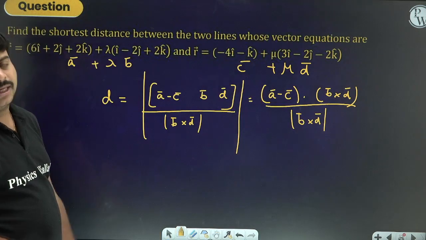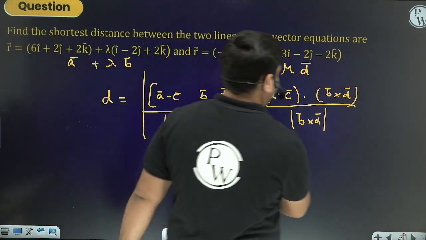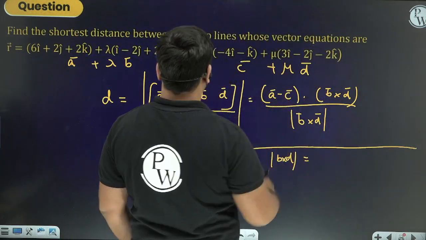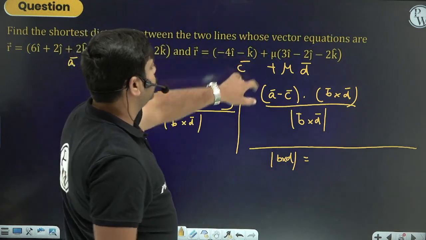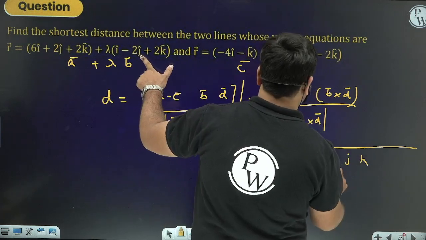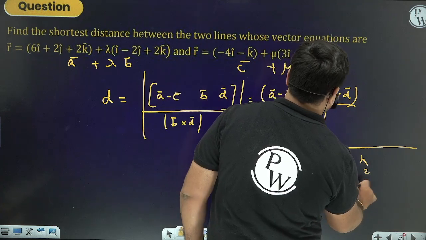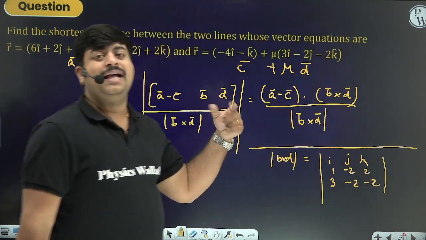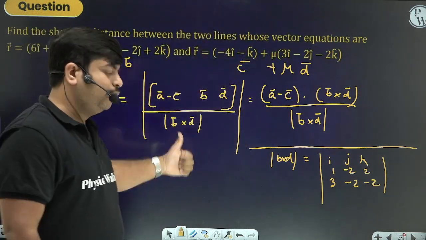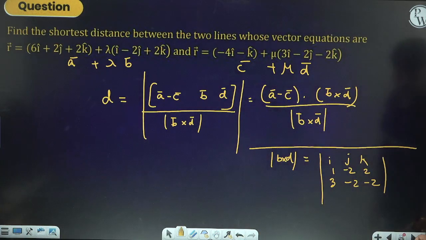So finding b cross d, how do you find b cross d? I'm not doing this completely, I'm leaving this for you. But how do you find b cross d? Tell me. So here it is, this cross this. You need to go for cross product: i, j, k, 1 minus 2, 2, and here it is 3 minus 2, minus 2. So you need to find this vector and the magnitude of that. Find the vector and the magnitude of that will give your answer. Clear, everyone? Okay, so let's move forward for the next one.